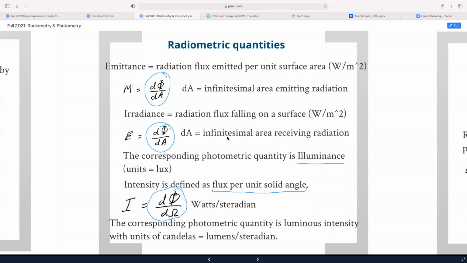I think what you need to think about is just on one side, you have the radiometric quantities. On the other side, you have the photometric quantities. Just make sure that you know which one is which. That's the way I would think about this.